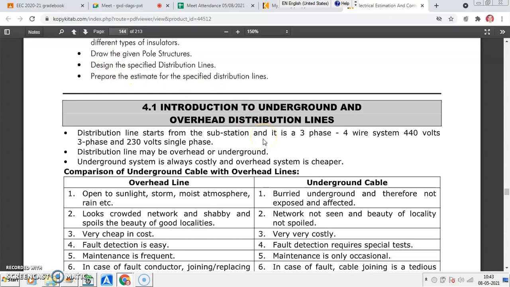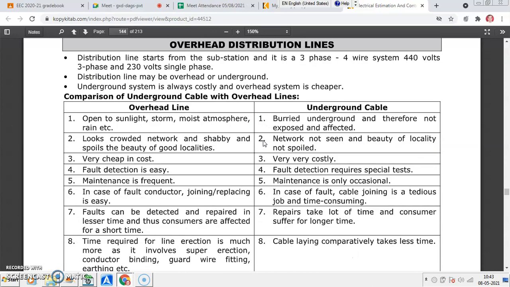So underground and overhead distribution lines we are having. Normally the distribution starts from the substation. Distribution is normally 3-phase 4-wire system. We are having 3-phase 4-wire 400 volts, and with single phase we are having 230 volts. And distribution lines may be overhead, or you may erect them underground by using underground cables. Underground system is always costlier than the overhead system. So normally which system is to be used, where and why.